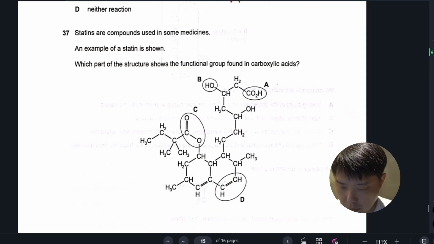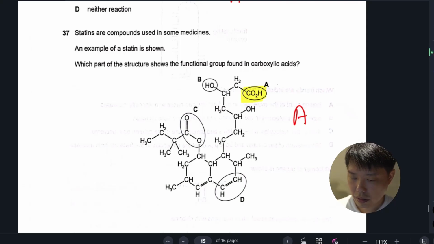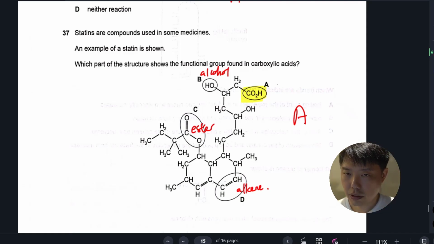37. Statins are compounds used in some medicine. An example of statin is shown. Which part of the structure shows the functional group found in carboxylic acid? So it's A, right? Because this is the carboxylic acid. B is alcohol, OH. C is ester, double bond O, single bond O. D is alkenes. So our answer here is A.